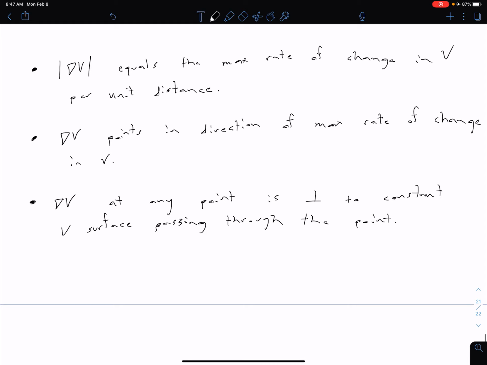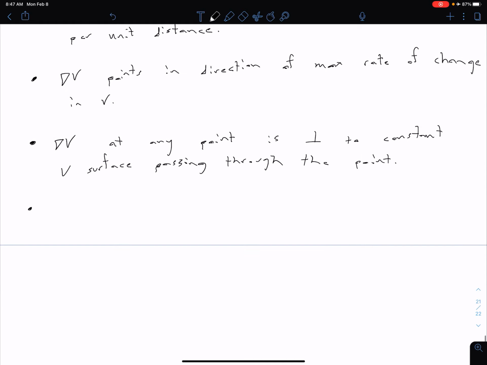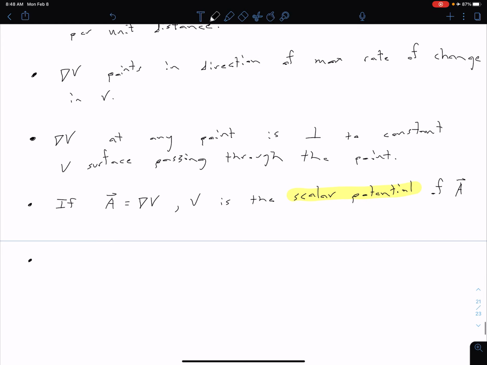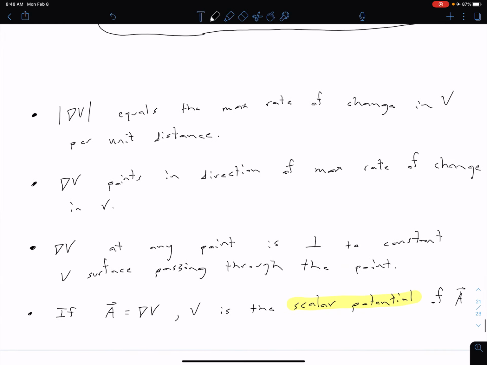And then a little bit of terminology. We can say that if our vector A is equal to the gradient of v, then v is the scalar potential of A. Okay, and then one more thing I want to address here is a directional derivative along a direction.